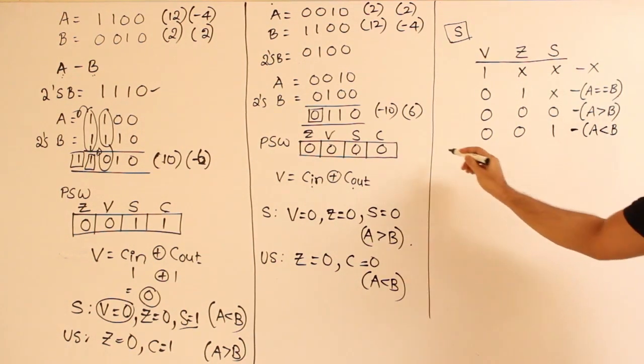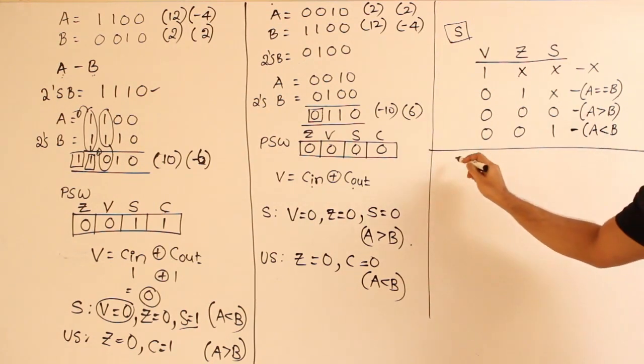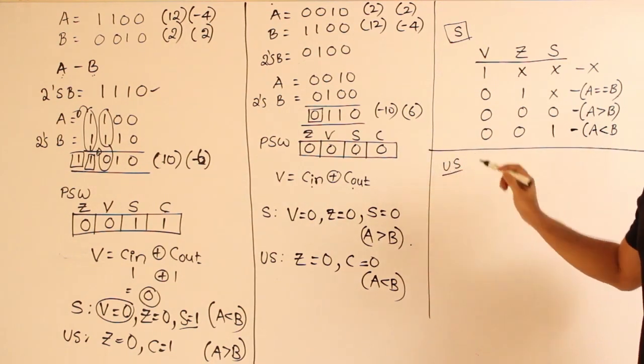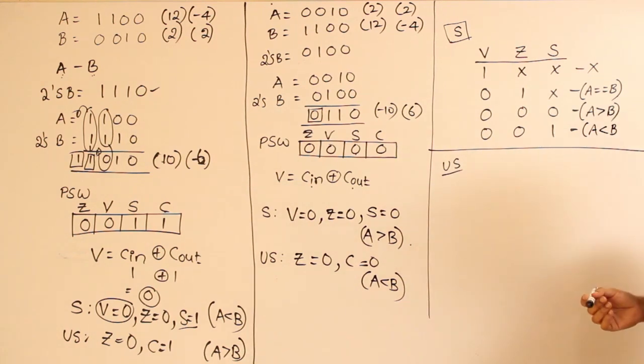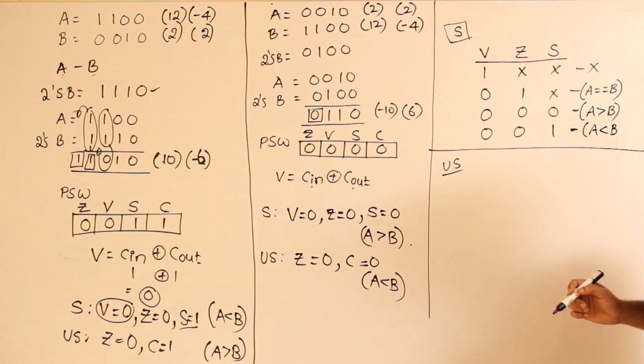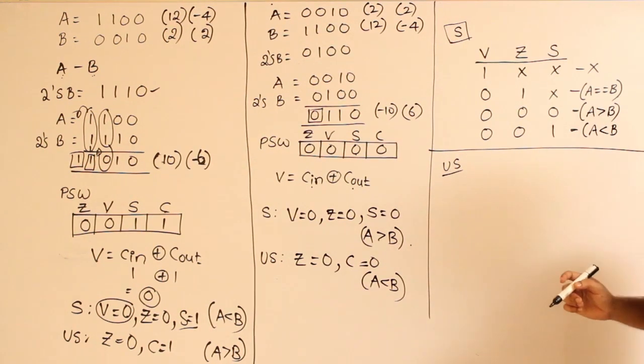Got it? So similarly, in case of unsigned numbers also you can do this comparison, but then we don't need overflow, because overflow will happen only in signed numbers, but in unsigned numbers overflow will not happen, right?